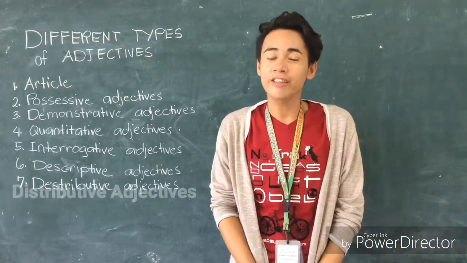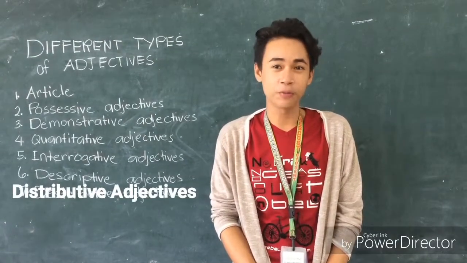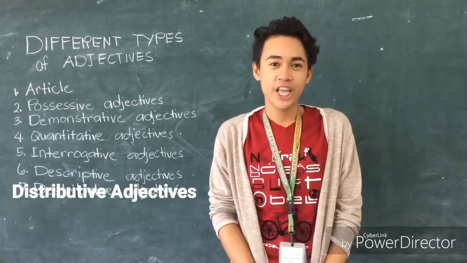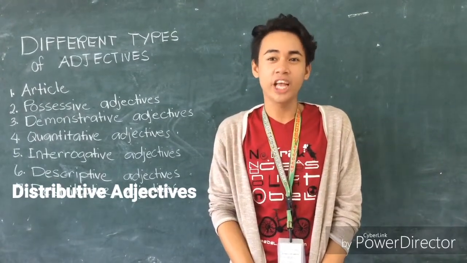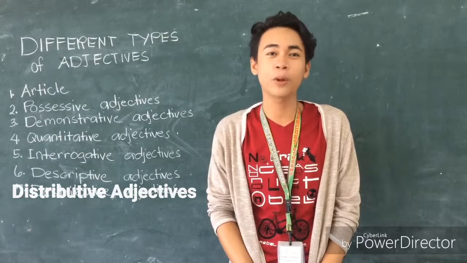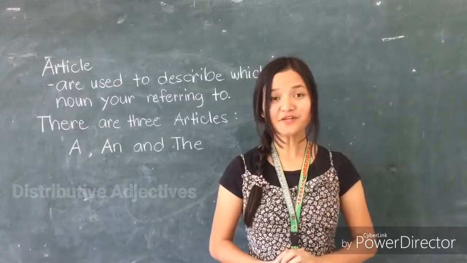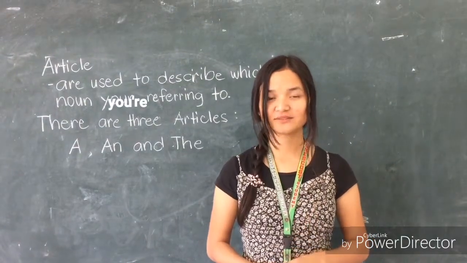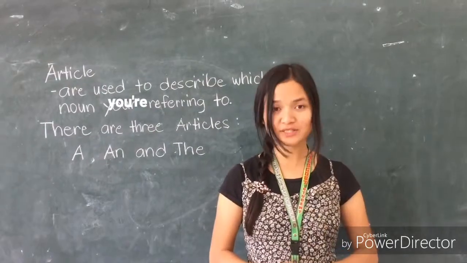And now, let's proceed to the different types of adjectives: the article, possessive adjectives, demonstrative adjectives, quantitative adjectives, interrogative adjectives, descriptive adjectives, and the distributive adjectives. The first type is article. Articles are used to describe which noun you're referring to.